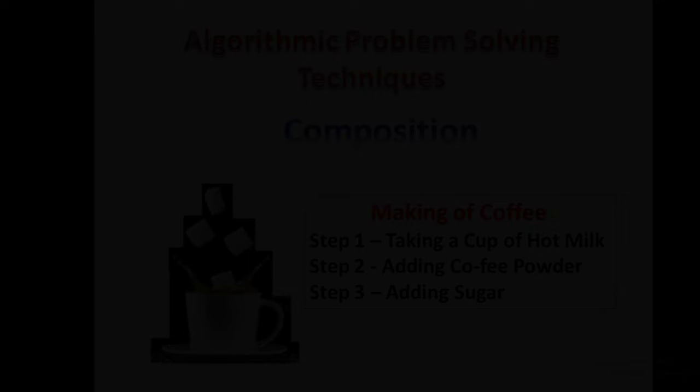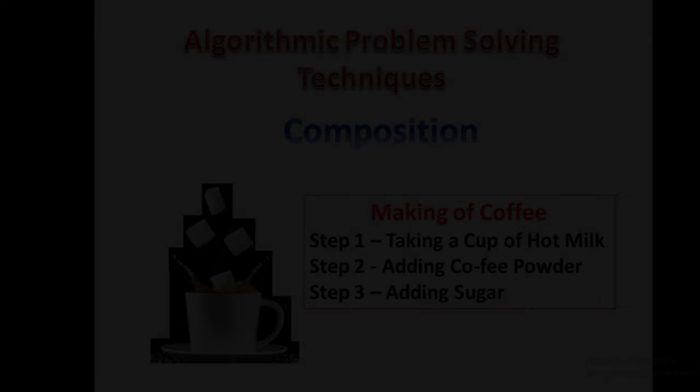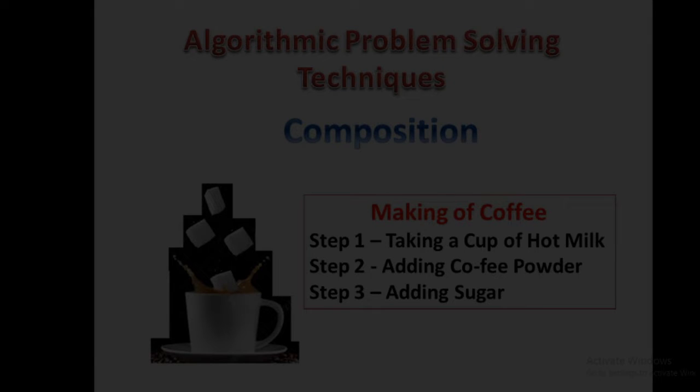I am giving an example for composition: making a cup of coffee. Yes, the cup of coffee is made in 3 steps: taking hot milk in a cup, adding coffee powder and adding sugar. These 3 steps represent the making of coffee. This is called composition. Composition of 3 steps gives the result, making a coffee.